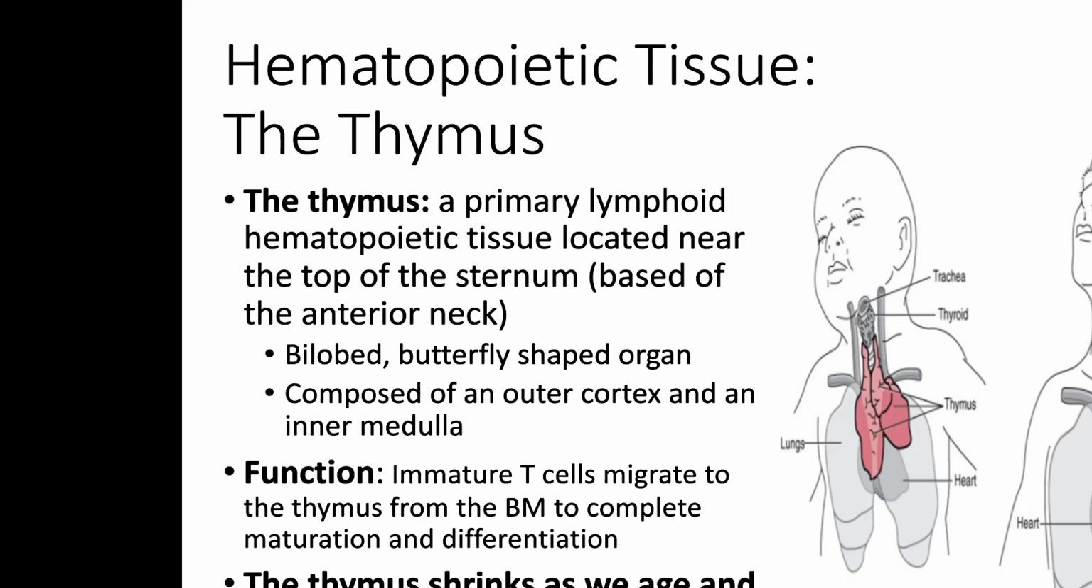Your thymus is a primary lymphoid hematopoietic tissue which is located towards the top of your sternum, below the anterior of your neck. It is generally a bilobed, butterfly-shaped organ which is made up of an outer cortex and an inner medulla. The function of the thymus is to allow immature T cells to migrate into here to complete maturation and differentiation. The thymus will shrink as you age and will eventually lose a lot of its original functionality.